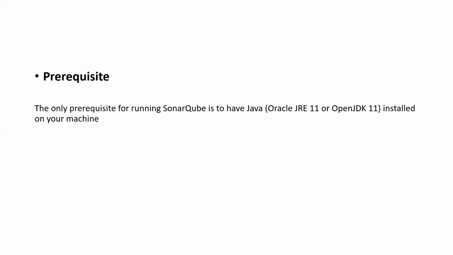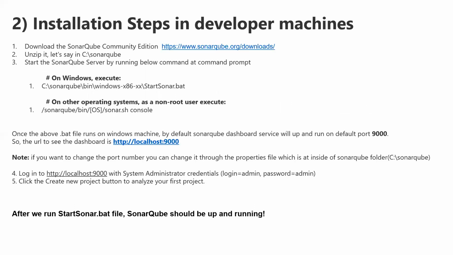The prerequisite to install SonarQube is Oracle JRE 11 or OpenJDK 11 version or later. It should be installed on your machine before you install SonarQube. Coming to the next slide, the installation steps on a developer machine. You have to go to this particular website, the official website, to get the downloads for the machine. Not only the downloads, you can get all the documents, events, news, and release note information on this website. Just visit it and download the SonarQube zip file.